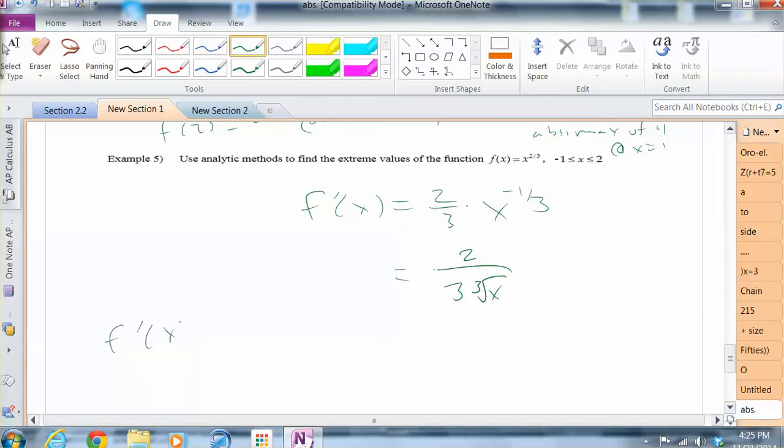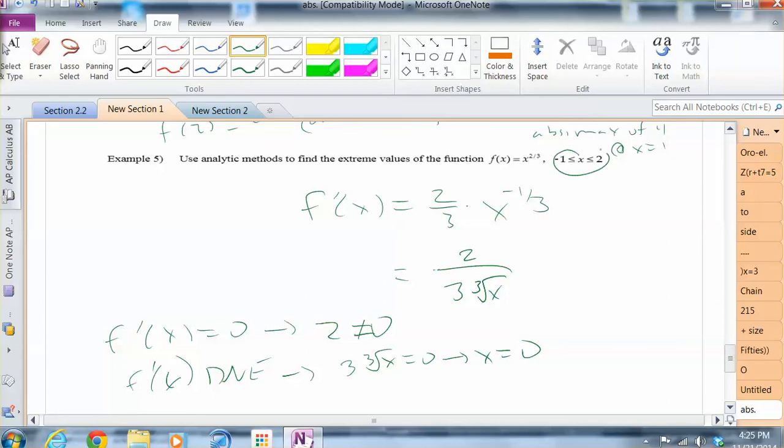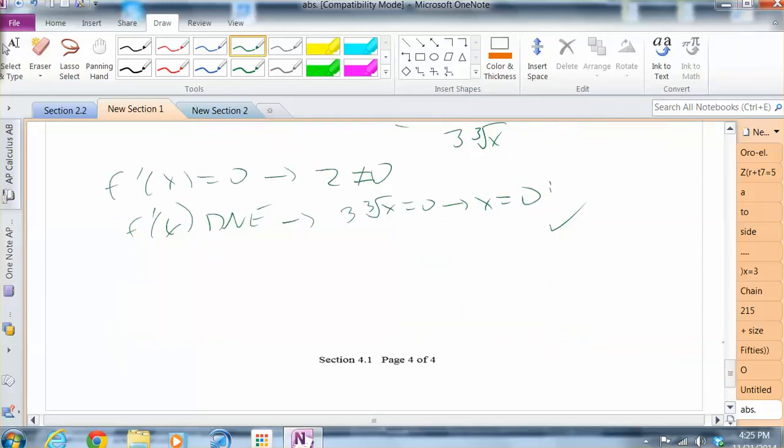So let's say f prime x equals 0. Well, that can't be true because our numerator can't equal 0, so forget about it. Where would our derivative be undefined or does not exist? Well, that's when the bottom equals 0, which would be true when x equals 0. So what I'm going to do is I'm going to test my endpoints, and good thing 0 is in that domain. So definitely f of negative 1, definitely f of 2, and definitely f of 0. These are the ones I want to test.